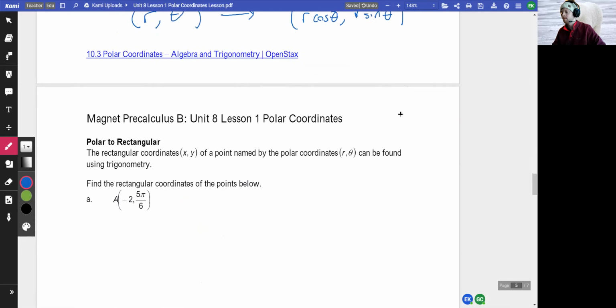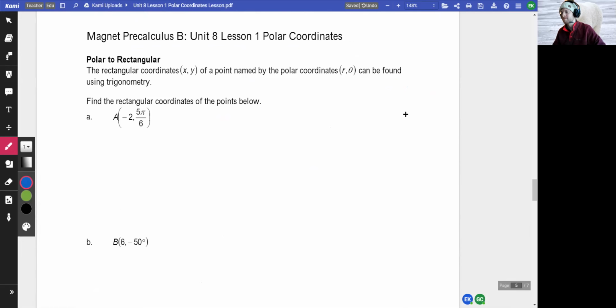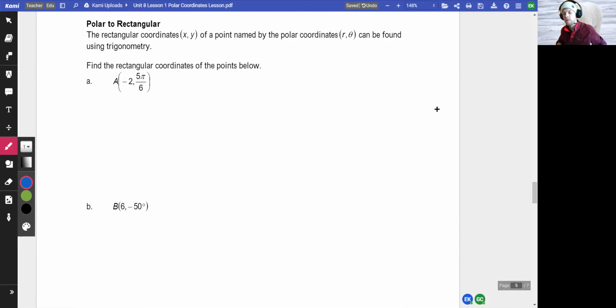Let's use it. The rectangular coordinates x comma y of a point named by the polar coordinate r comma theta can be found using trigonometry. Find the rectangular coordinates below. -2, 5 pi over 6. Let's try this formula. So r, -2 cosine 5 pi over 6, comma -2 sine 5 pi over 6.